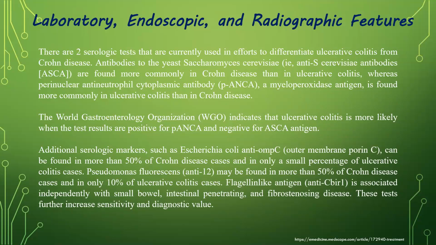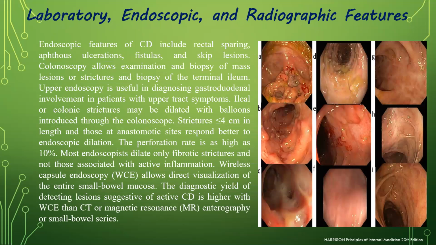Additional serologic markers such as Escherichia coli OmpC can be found in more than 50% of Crohn's cases and only a small percentage of ulcerative colitis cases. Pseudomonas fluorescens may be found in more than 50% of Crohn's and only 10% of ulcerative colitis. Flagellin-like antigen is associated independently with small bowel, penetrating, and fibrostenotic disease. These tests further increase sensitivity and diagnostic value.